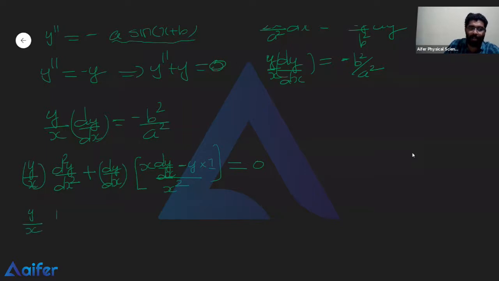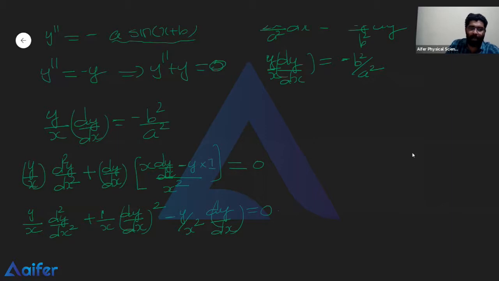y by x, d square y by dx square, plus, be very careful, you have dy by dx and dy by dx here. So x and 1 x will cancel, therefore 1 by x, dy by dx whole square, minus y by x square dy by dx. This is equal to 0.